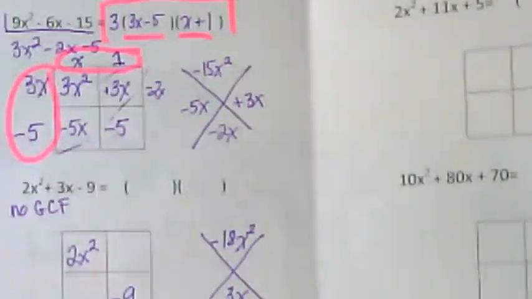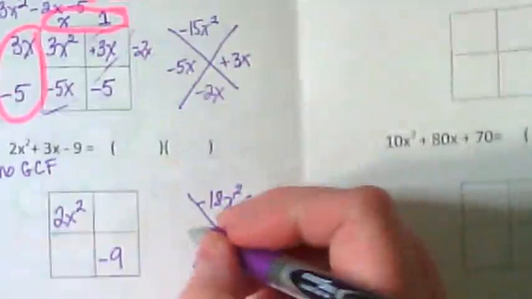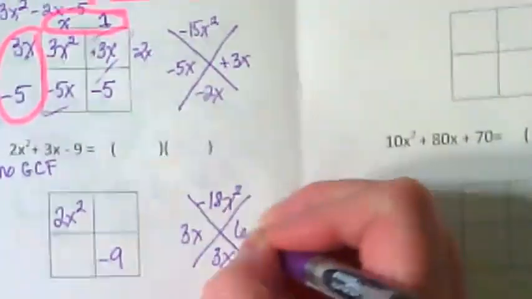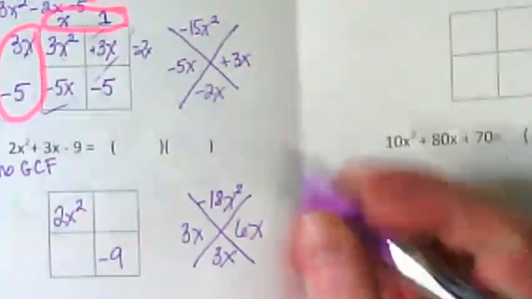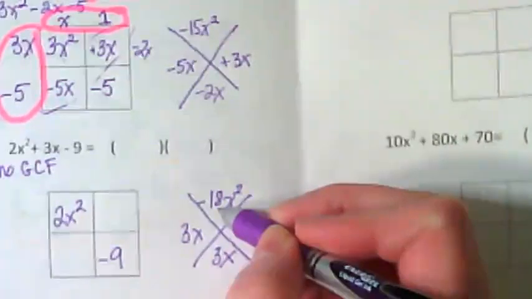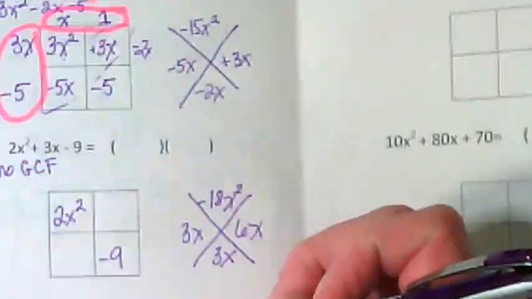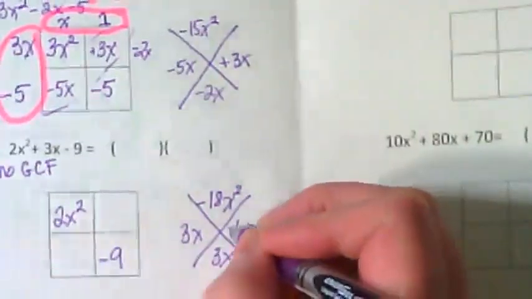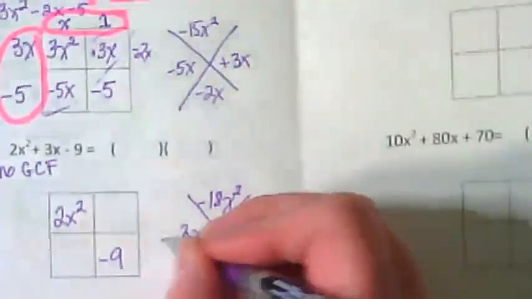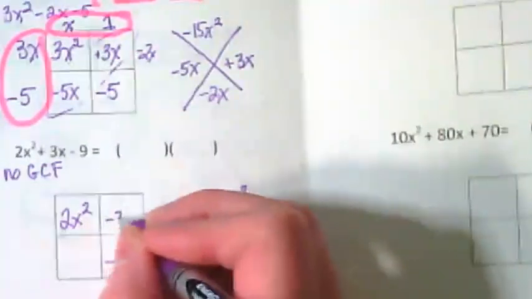What's going to work for this one? Yeah, one of these is going to be 3x, and the other is going to be 6x. One of them is going to be negative. Which is the negative? Which is the positive? 6 is positive, and 3 is negative. Fill them in over here.